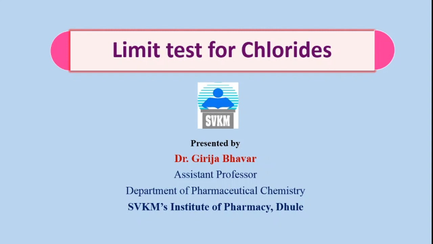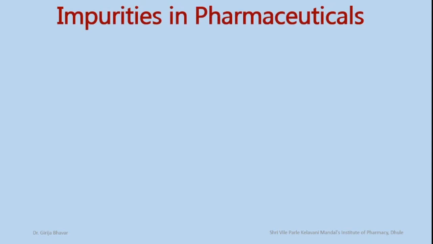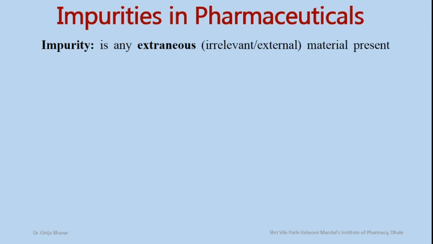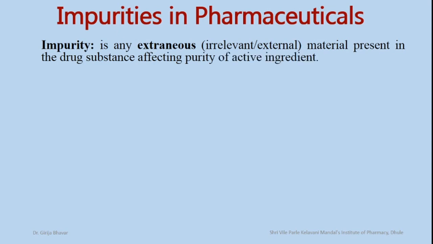Today we are going to discuss the limit test for chlorides. Before that, let us see what is meant by impurity and limit test. First we will see what are impurities in pharmaceuticals. Impurity is any extraneous, that means irrelevant or external, material present in the drug substance affecting the purity of the active ingredient.